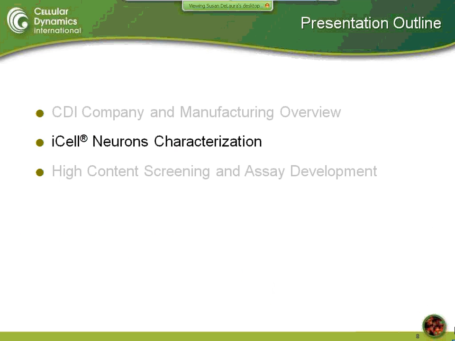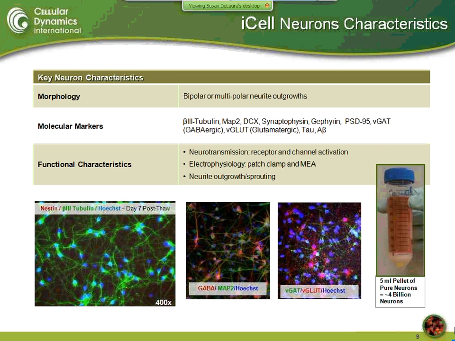So to focus a little bit more now on neuron characterization, as I said, we knew that there were certain things that we had to meet to really convince ourselves as well as others that the cells that we're producing are truly neurons. So some of the things that we looked at and had assessed were the morphology, making sure that it looks like a neuron.